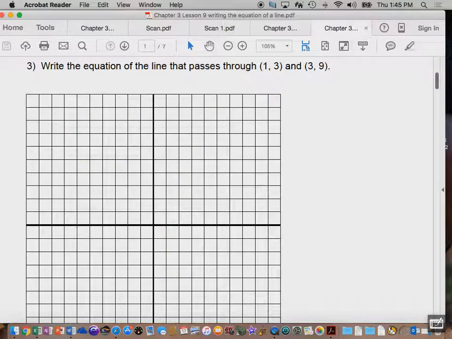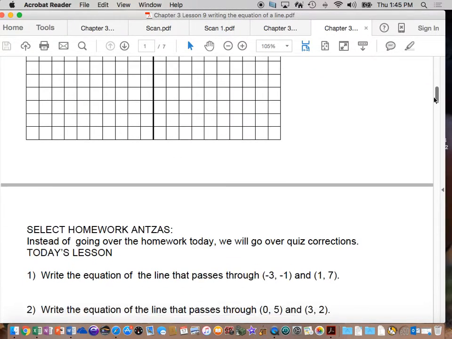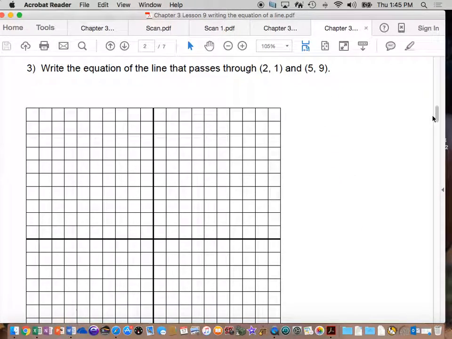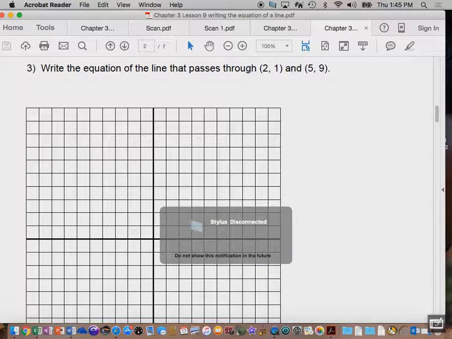Okay, so let's go to the line that passes through the points (2, 1) and (5, 9). Try that on your paper. Go ahead. Passes through (2, 1) and (5, 9).